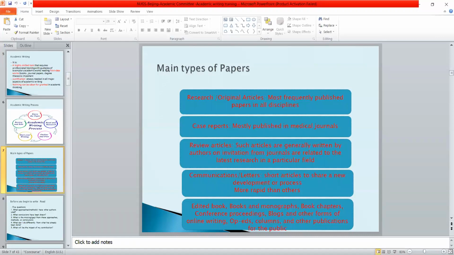Just subject the work to some scrutiny, where your ideas and the person's idea are okay, and where the person is not able to handle one or two things well, you try to contribute your other aspect to it. So it's a critical review, or critically subjecting somebody's work. So we also have that type. Then we have communications through letters, that is, short articles to share a new development or a process. Then we also have, last, edited books. This is also very, very common.